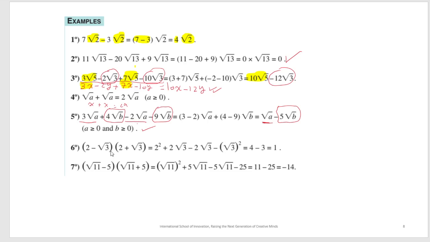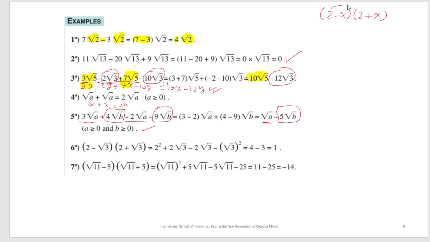Right, let's perform this one. 2 minus radical 3 multiplied by 2 plus radical 3. Also, remember, if I asked you before to perform this one, 2 minus x times 2 plus x. So let's remember from algebra, how could you do it?